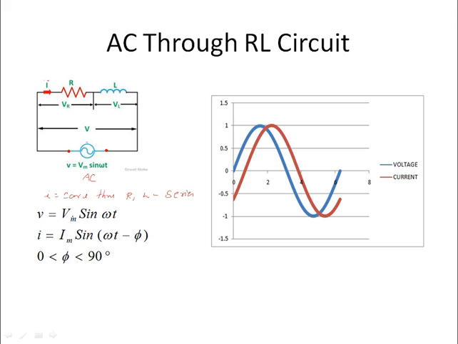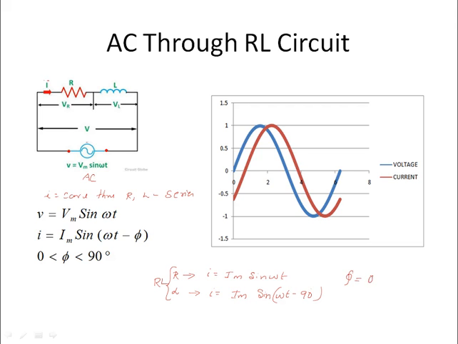So V is Vm sin omega t, the supply voltage. If I am using a pure R circuit, my current will be equal to Im into sine of omega t. And if I am using a pure L circuit, my equation is I equal to Im into sine of omega t minus 90 degrees. That is, the current is lagging by an angle of 90 degrees, right? Now, instead of pure R and pure L, I am using a combination of R and L. So this phi I will be using instead of this equation.